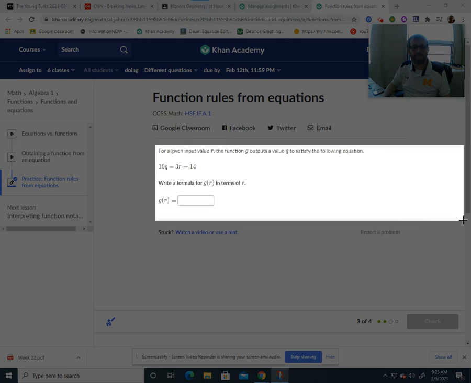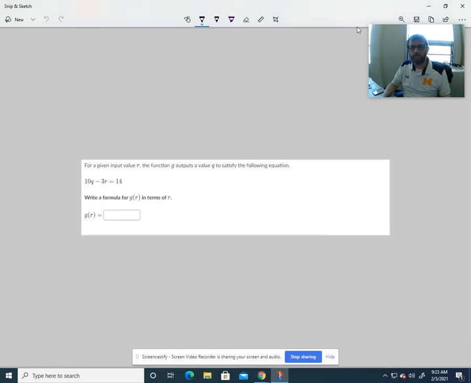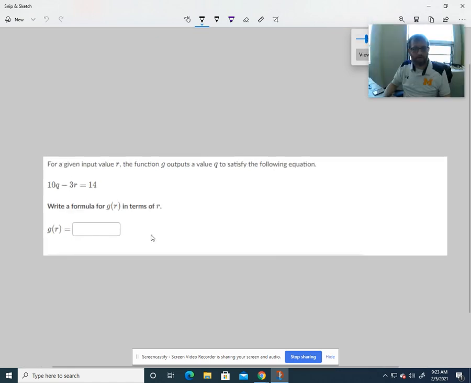Same basic thing. We're doing the same thing every single time. We're basically isolating one of the variables here. So what we want to do is get r on one side and everything that's not, and then the one variable. So our two variables are q and r. When we say in terms of r, we want to get to say q equals. So this one's pretty straightforward.